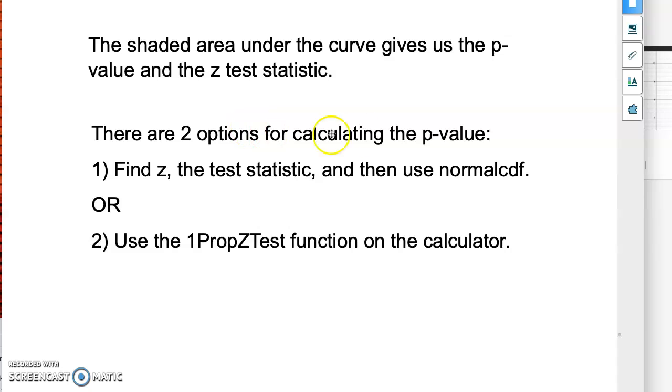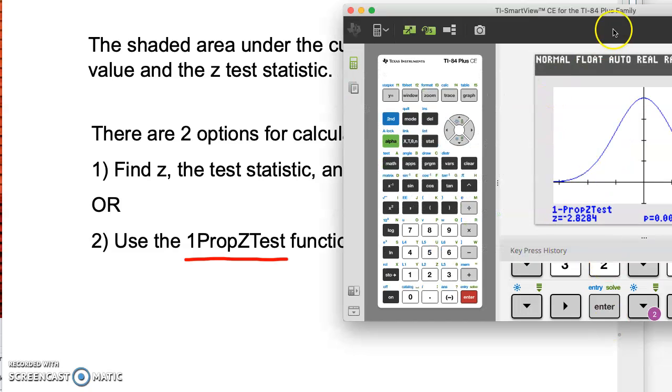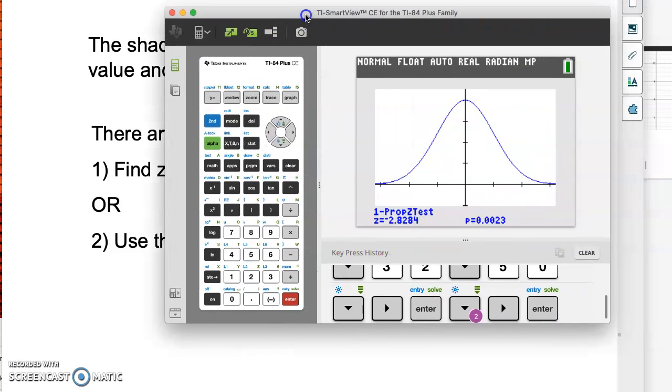There are two options for calculating the p-value. The first is what we just did, find the z and then use normal CDF. Or, much simpler, but also less popular on the AP test, use the one prop z-test on the calculator. So what does that look like? I'm going to pull up my calculator here so you can see. So here's my calculator.